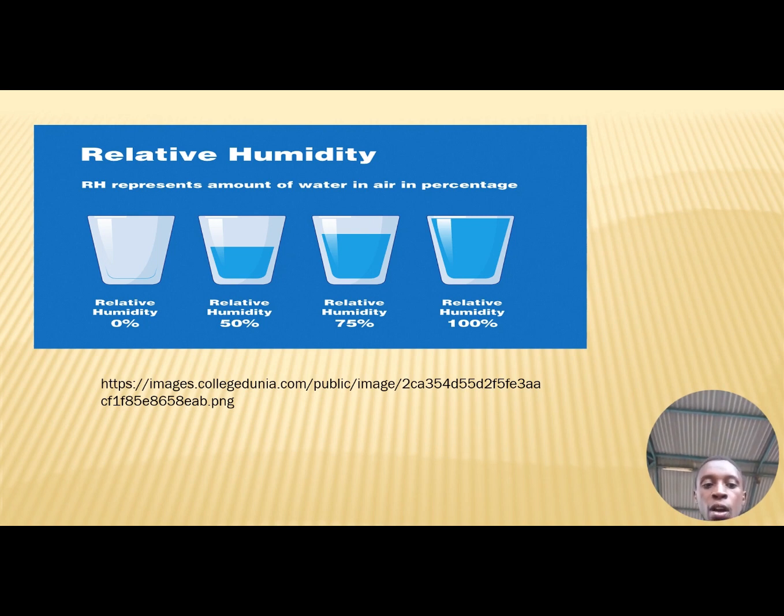In the first picture, we have a glass which is empty. It has 0%, which means low relative humidity. As we have seen, relative humidity is expressed in percentage. In the second, you have a glass which is half filled, with 50%, and then we have a relative humidity of about 75%, and the last we have 100%. It means we have full saturation.